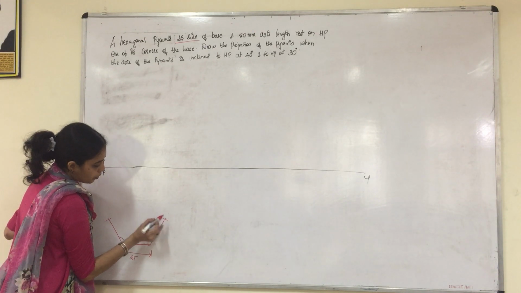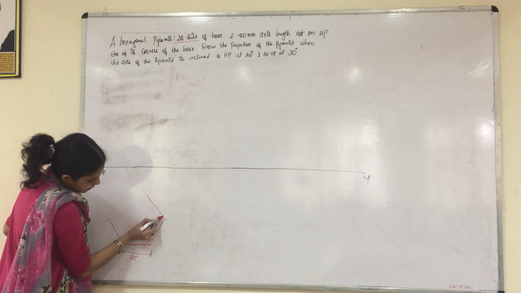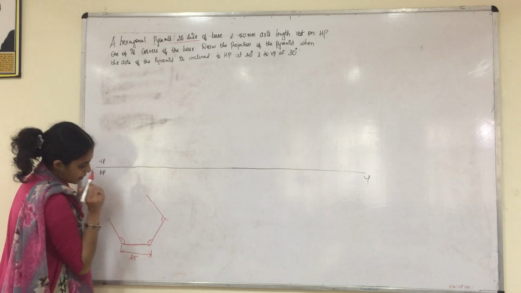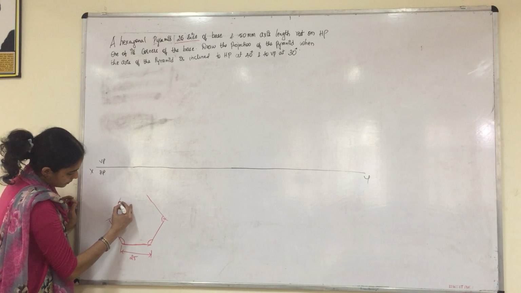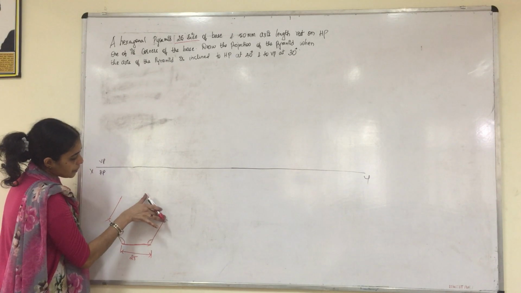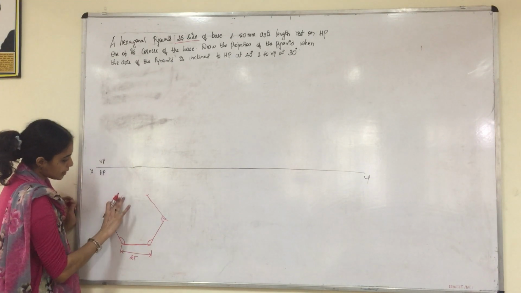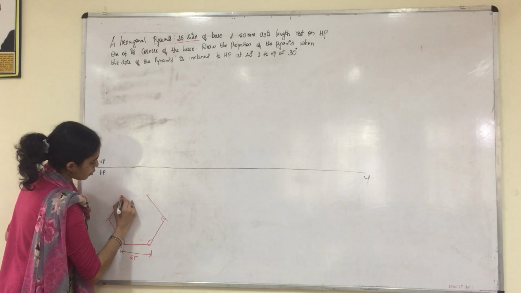And again from this point, you can take a 120 degree interior angle. And again from here you take a 120 degree interior angle. And then you measure 25 mm and cut an arc. You got all the corners. So join these.